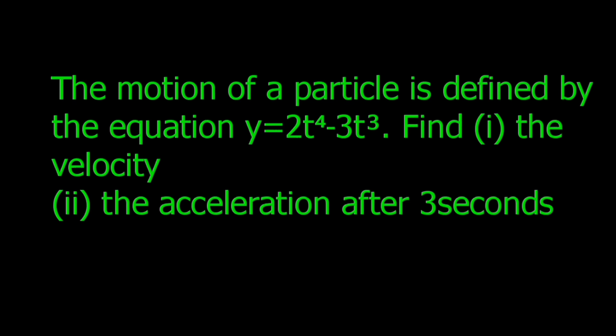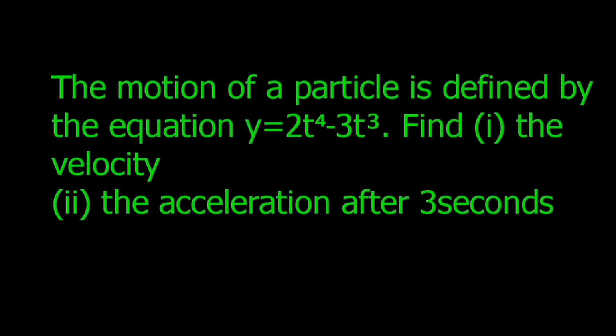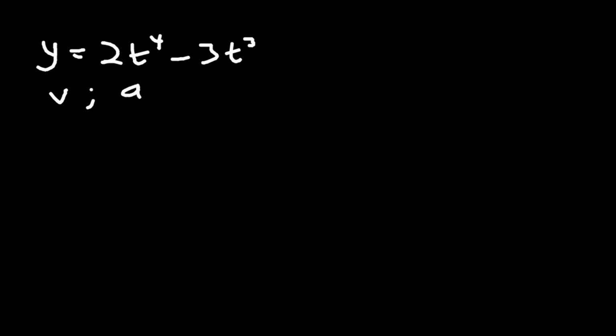In this particular question, we have been given the expression for the displacement of the body, that is y equals 2t raised to power 4 minus 3t raised to power 3, with y representing the displacement or distance of the body. Now, to obtain the instantaneous velocity as well as the instantaneous acceleration, we shall apply differential calculus as we did earlier. We are told to obtain the instantaneous velocity and the instantaneous acceleration at time t equals 3 seconds.